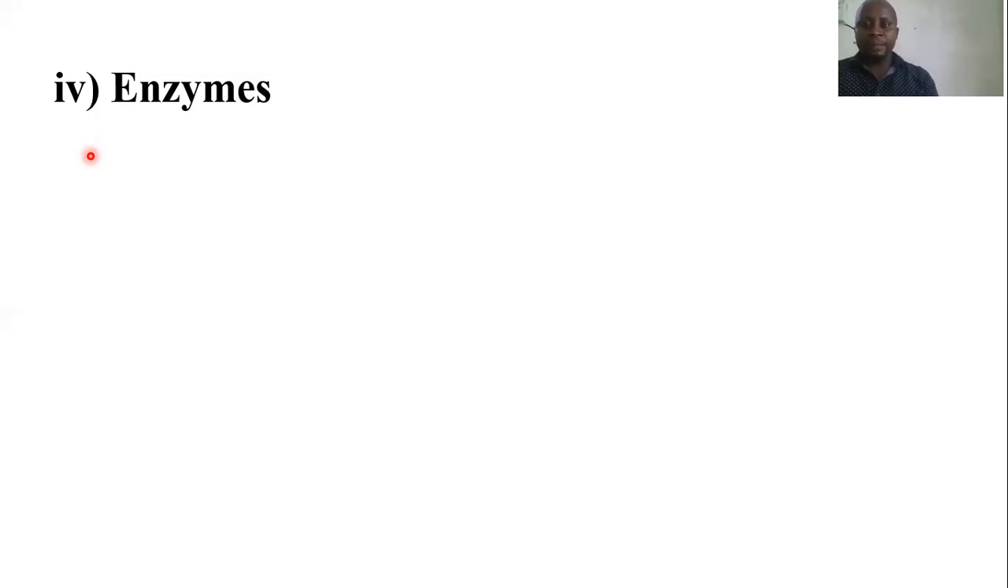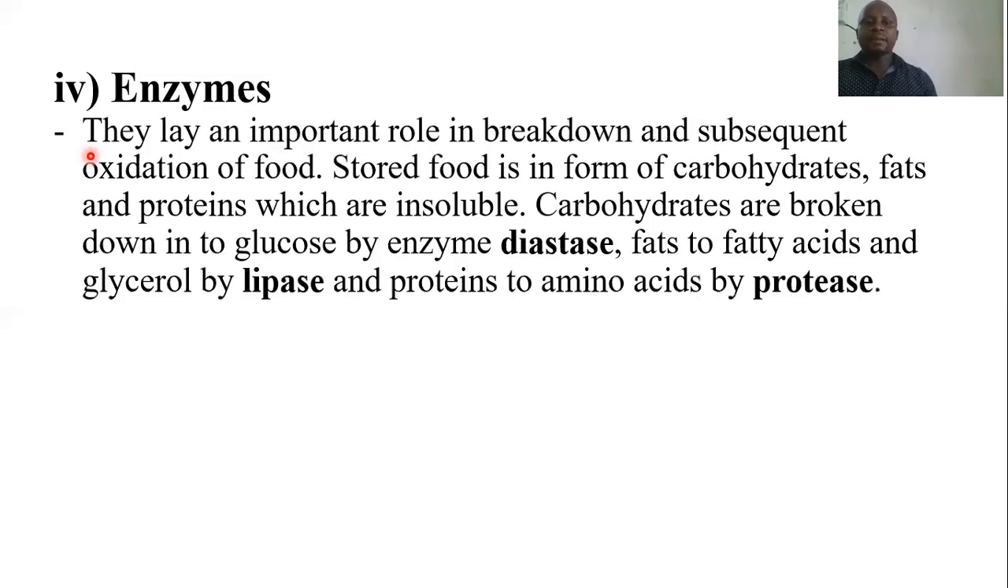We have different categories of enzymes, as you shall see here. So enzymes play an important role in the breakdown and subsequent oxidation of food. Stored food is in the form of carbohydrates, fats, and proteins, all of which are insoluble. The carbohydrates have to be broken down to glucose by the enzyme diastase. So during germination, the enzyme diastase is produced. This enzyme will break down carbohydrates into glucose, which is mobilized to the growing regions, that is the plumule and the radicle, the shoot tip and the root tip.